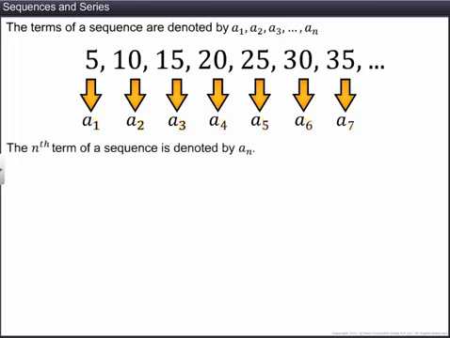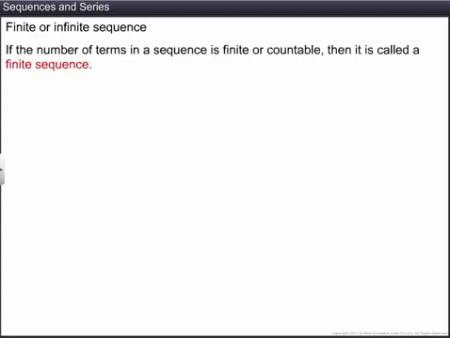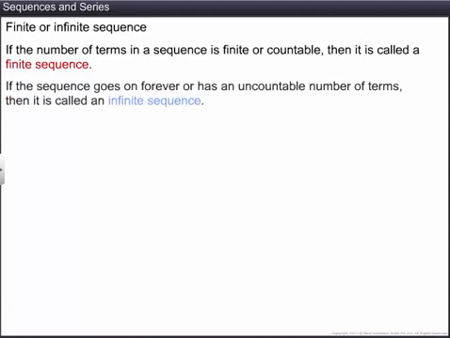If we say the nth term of a sequence, it means that the term is at the nth position in the sequence. The nth term is denoted by A with subscript n. An is also known as the general term of the sequence. A sequence is finite or infinite, depending upon the number of terms in it. If the number of terms in a sequence is finite or countable, then it is called a finite sequence. And if the sequence goes on forever or has an uncountable number of terms, then it is called an infinite sequence.